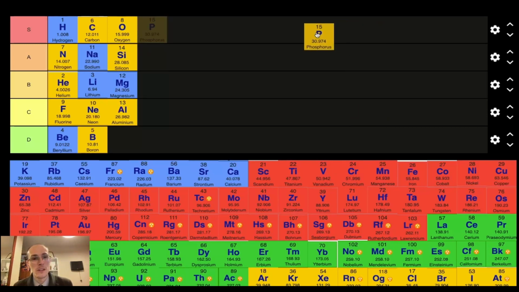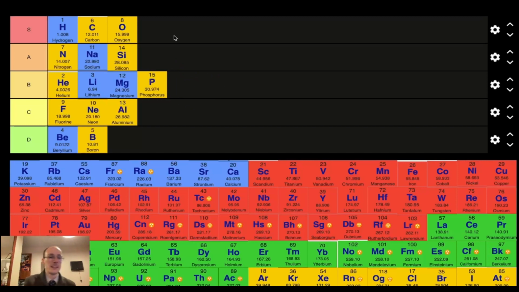Should it deserve a spot in the S tier? I mean, DNA has got a phosphorus in it. Oh, but phosphorus is also used to make white phosphorus, which is very bad. It's a banned chemical weapon if you don't know, so maybe phosphorus would lose a few points for that. B. We'll put it in the B section.